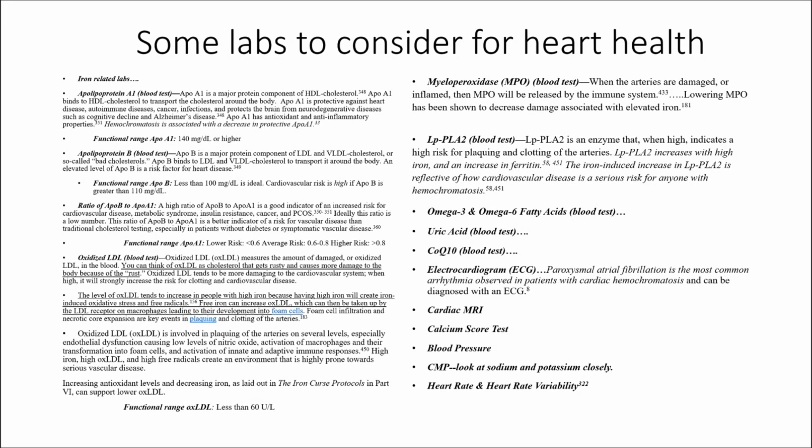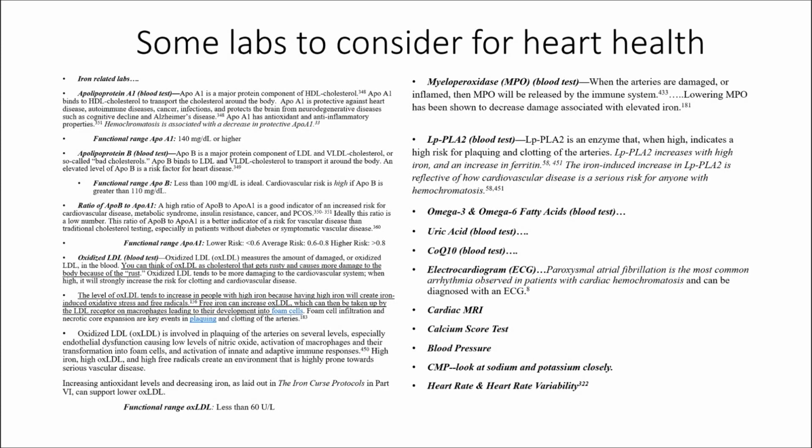This is a major protein component of the HDL cholesterol molecule. So ApoA1 will bind to the HDL cholesterol and transport that cholesterol around the body. And having ApoA1 is protective against heart disease, autoimmune disease, cancer, infections, and can even protect the brain from neurodegenerative diseases such as Alzheimer's. So high iron, many other issues that can lead to endothelial dysfunction can and will lower ApoA1. So we want to make sure our ApoA1 is in a healthy range.